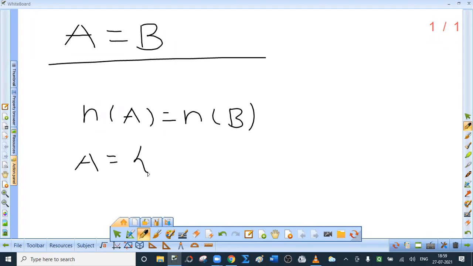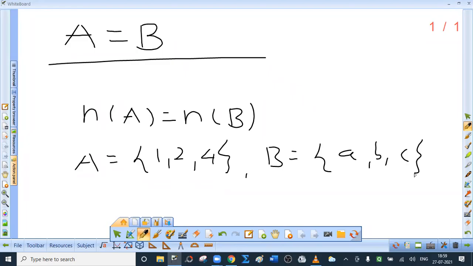So set A is {1, 2, 4}, set B is {a, b, c}. What is n of A? 3. What is n of B? 3. So they are equivalent sets, right? But are they equal? They can be equal if a is 1, b is 2, c is 4. Or b is 1, a is 2, c is 4. Or if I consider set C as {6, 7, 11}, then A and C are equivalent sets, but they can never be equal sets.